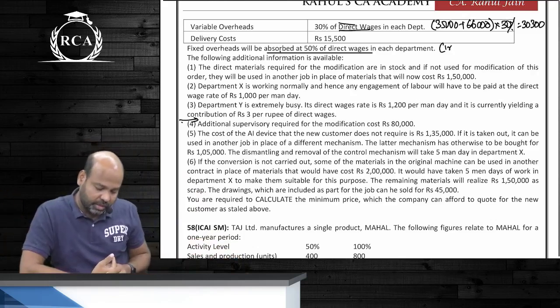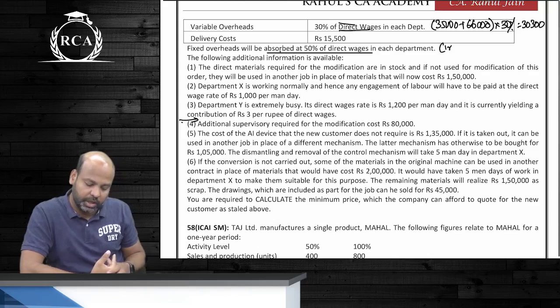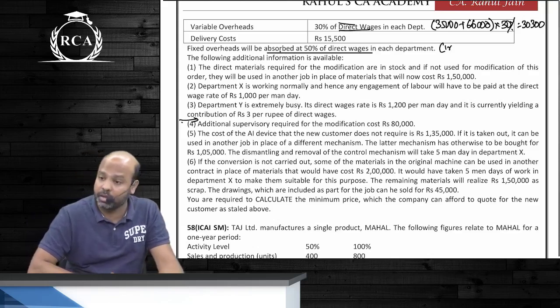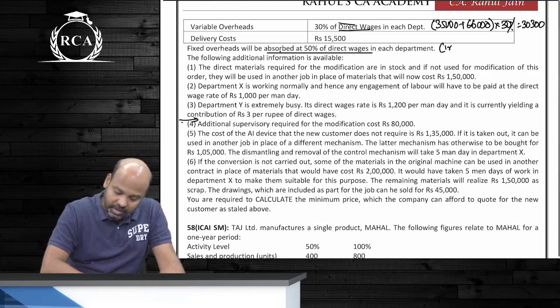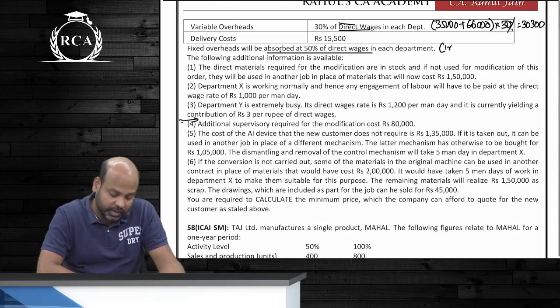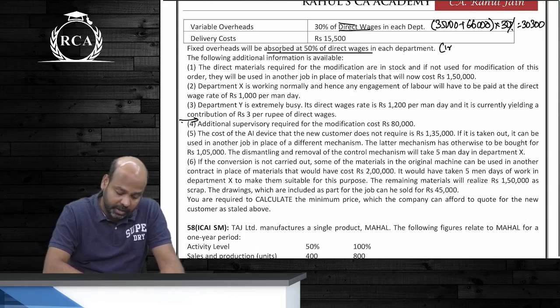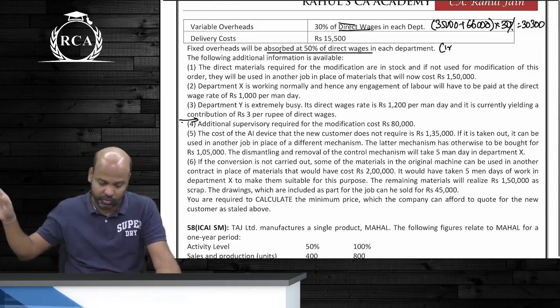If it is taken out, it can be used in another job in place of a different mechanism. The latter mechanism has otherwise to be bought for 1,05,000. The dismantling and removal of the control mechanism will take 5 man days in department X. Listen carefully, most important point.